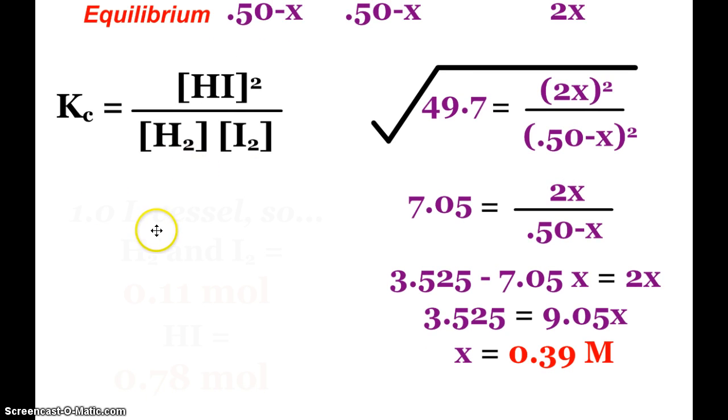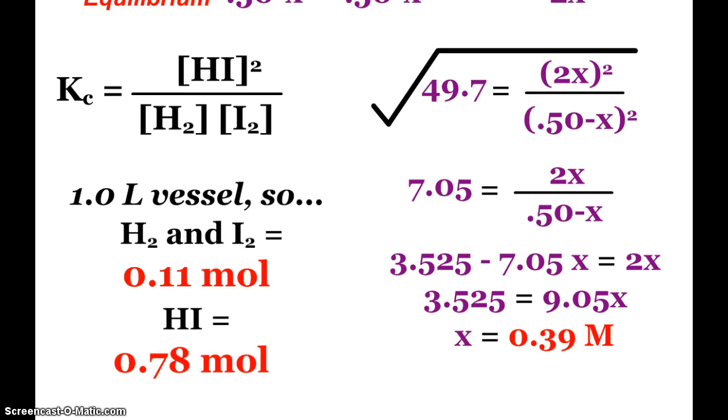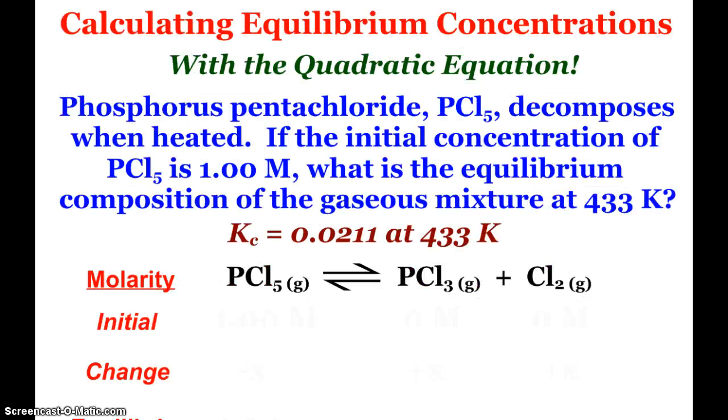Again, it told us it was a 1 liter vessel, so that's how I know hydrogen and iodine are 0.11 moles, and the hydrogen iodide 0.78 moles. So that's a fantastic problem. Again, because both the numerator and denominator were squared, I could just take the square root of that expression. That's not always going to be the case. So we will involve our lovely friend, the quadratic equation. Our last example here involves that.